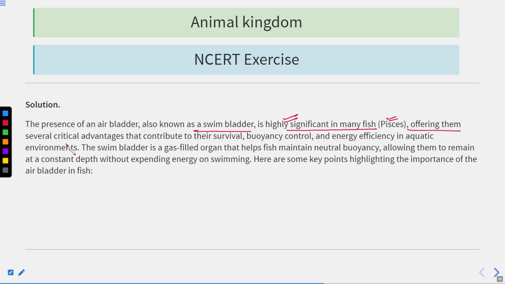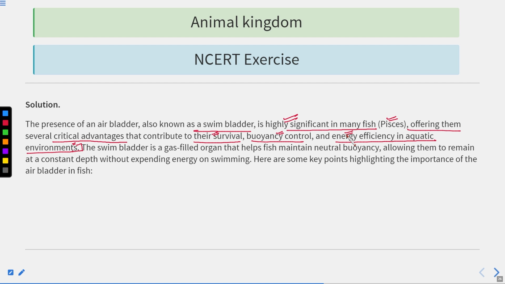It offers them several critical advantages that contribute to their survival: buoyancy control and energy efficiency in the aquatic environment, because they are living in a totally aquatic environment. They cannot live in the air. So they need buoyancy control because they have to live in the water. Buoyancy means it always uplifts the fish to the upper surface, and it helps their survival. It also increases energy efficiency, because if they sink, every time they have to swim and expend their energy.